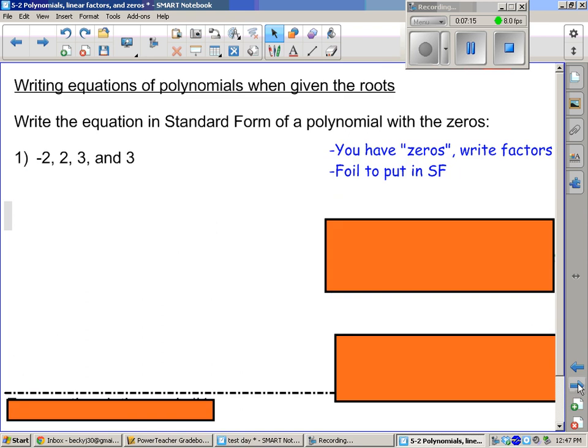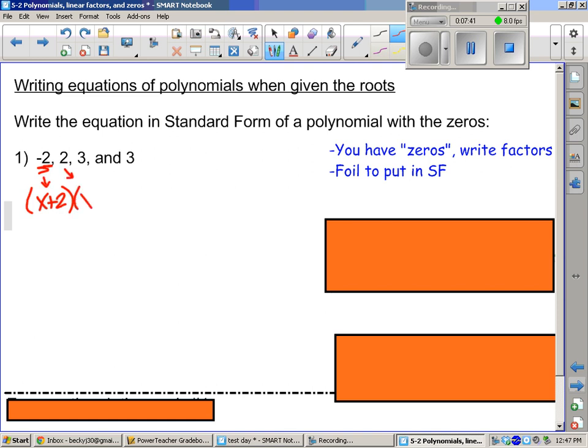Okay. All right, so now we're actually going to kind of go backwards here. We're going to start with the zeros, and we want to write the factors, and actually we want our final answer to be in standard form, so we're going to do lots of FOILing. So I have 4 zeros here. That means that I'm going to have 4 factors. Remember, you always come up with the opposite sign. So when you see -2, what we need in the parentheses is +2.